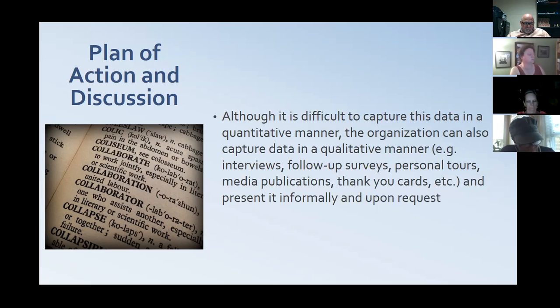The organization can also capture data in a qualitative manner, for example, interviews, follow-up surveys, personal tours, media publications, thank you cards. I like this one, thank you cards. It's like feedback. Sometimes you have to get some feedback, and present it informally and upon request.